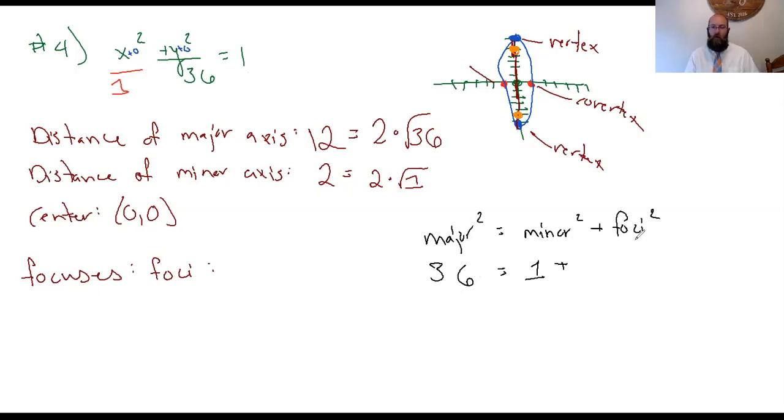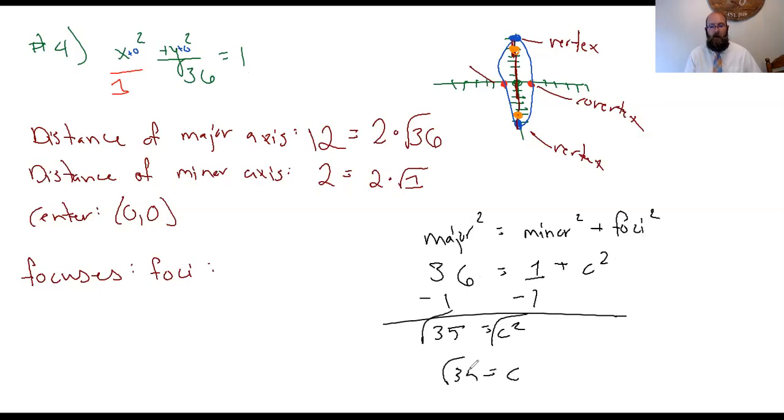I don't know what my foci is, so I'm just going to write that in as the letter C, as in cucumber. Anyway, now I need to solve for C. So I'm going to subtract 1 over. 35 equals C squared, square root both sides. So C is going to equal the square root of 35, and that doesn't simplify any further, and I don't have a calculator on me, so I'm just going to leave it as the square root of 35. Hope you're cool with that.